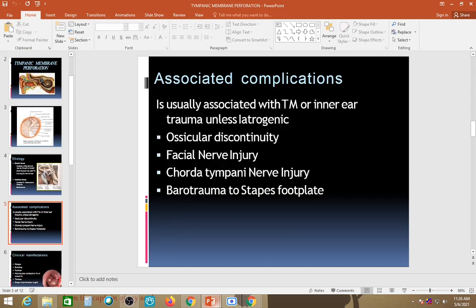What are the associated complications of tympanic membrane perforation? It is usually associated with tympanic membrane or inner ear trauma unless iatrogenic: ossicular discontinuity, facial nerve injury, chorda tympani nerve injury, and barotrauma to the stapes footplate. You already have seen these from the structure. I hope all the names listed here are understood, and that you will not have any confusion about these associated complications.